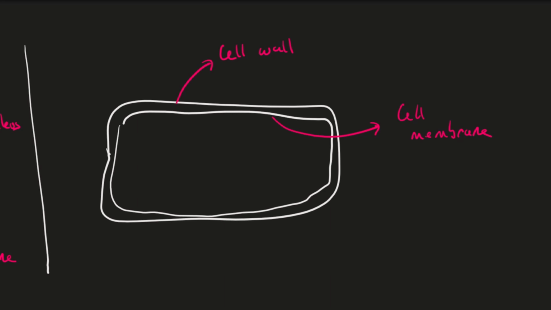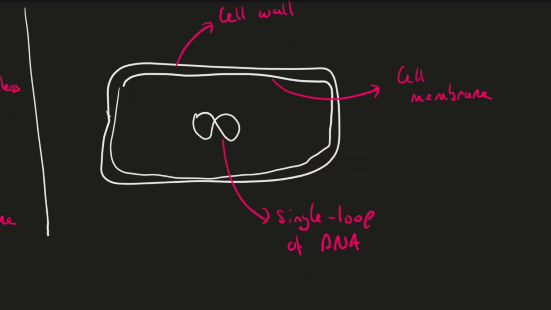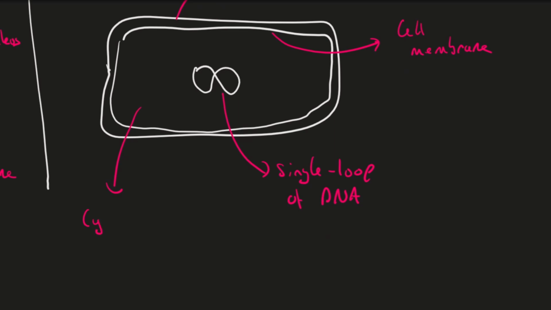And then in the middle of the cell, you don't have a nucleus, you just have your DNA hanging about. This is actually a single loop of DNA, and the key difference really is that it's not contained within a nucleus. It's free to hang about within the cytoplasm. We didn't label it, but in a prokaryotic cell, you do also have cytoplasm. Again, that's the jelly-like substance where all of the cell organelles can hang about in.